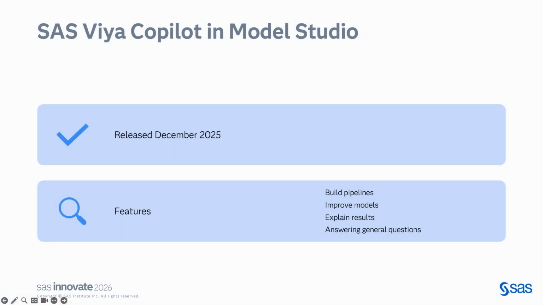So SAS Viya Copilot inside of Model Studio actually released in December of 2025. We were one of the first applications to have SAS Viya Copilot embedded inside of it. And as part of that release, we had four main features that I've listed here. So it's the ability to build your pipeline one node at a time, improve models and other types of nodes that exist within your pipeline, explain the results, that would be the full results of a node, and then just answer some general questions. But what I want to talk about today is actually some of the new features that are going to be coming out in the coming months inside Model Studio.